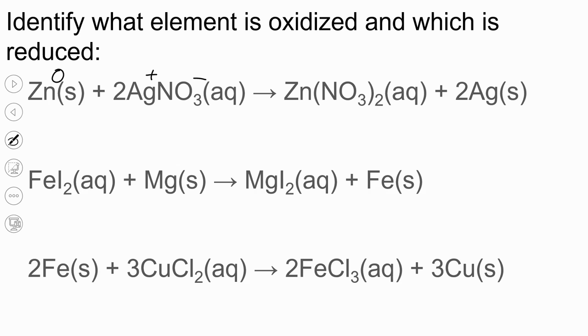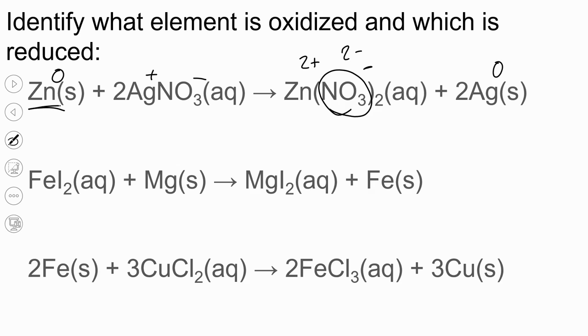What's the charge on zinc? We can figure that out from this counter ion. Nitrate is minus. We have 2 minus charges, so this has a -2. Yep, this zinc has to be +2. And then silver is a solid. That means it's 0.